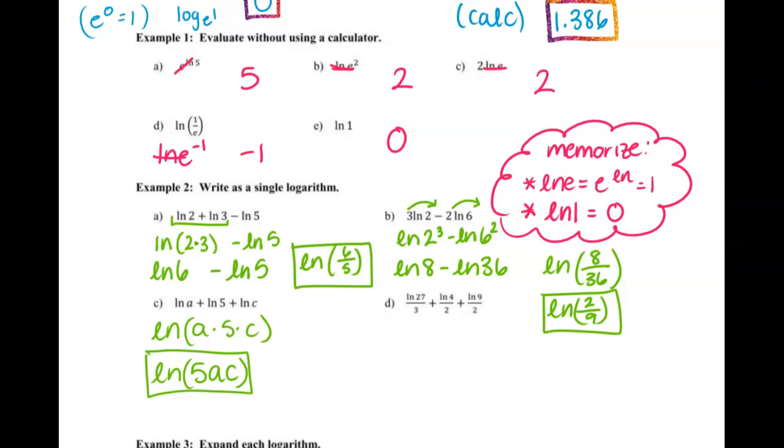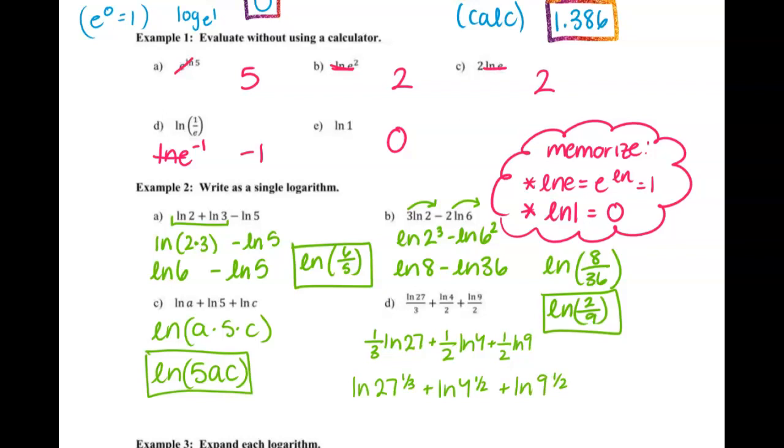This next one looks a little weird. I'm going to rewrite this as 1/3 natural log of 27 plus 1/2 natural log of 4 plus 1/2 natural log of 9. Then I'm going to move all these fractions up into the exponent position. So natural log of 27 to the 1/3 plus natural log of 4 to the 1/2 plus natural log of 9 to the 1/2.